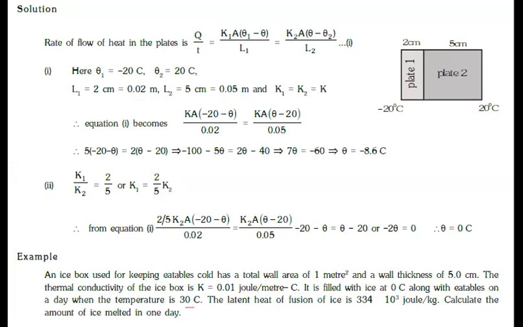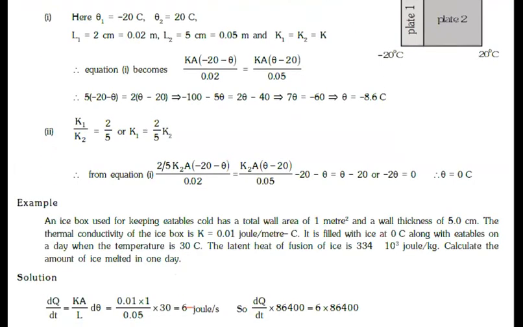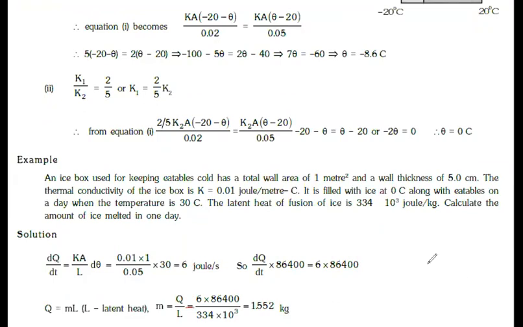So when you talk about the concept, dQ by dt is equal to KA by L into d theta, or dT, capital T, which is temperature. Now K is given, A is given, L is given, and the change in temperature is given, 0 and 30. So this is dQ by dt. Anyone have any issue in this? Tell me.